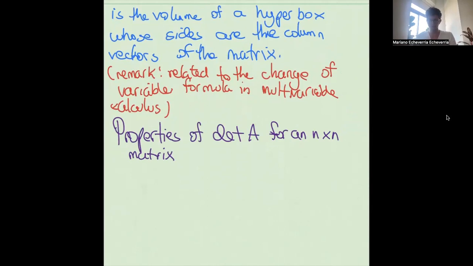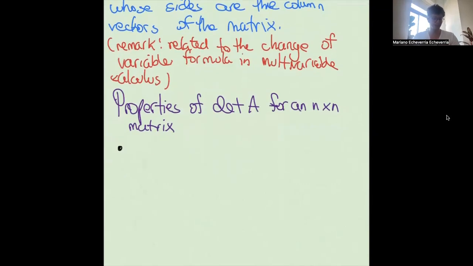So there are a couple. First, where should I start this? Let's start with the most important ones that end up being convenient, like why the determinant is useful.